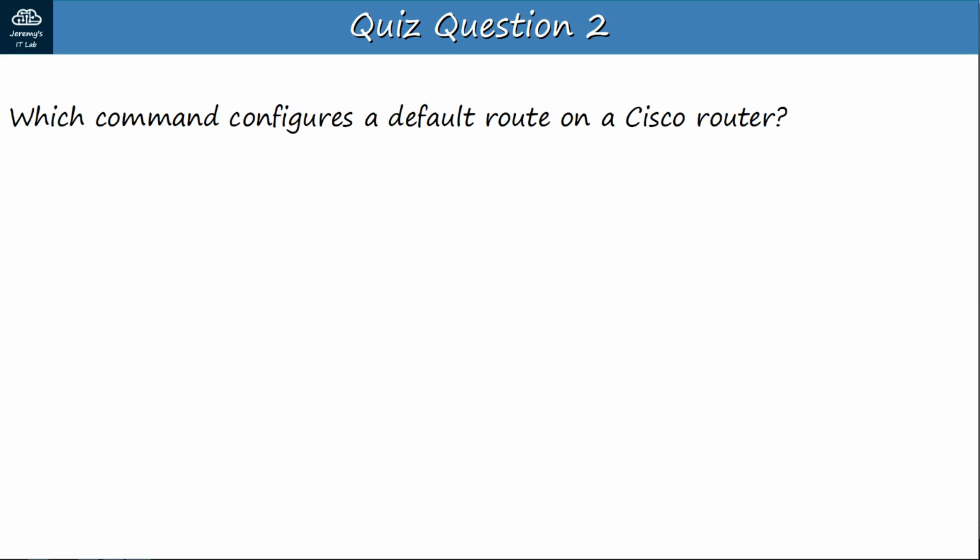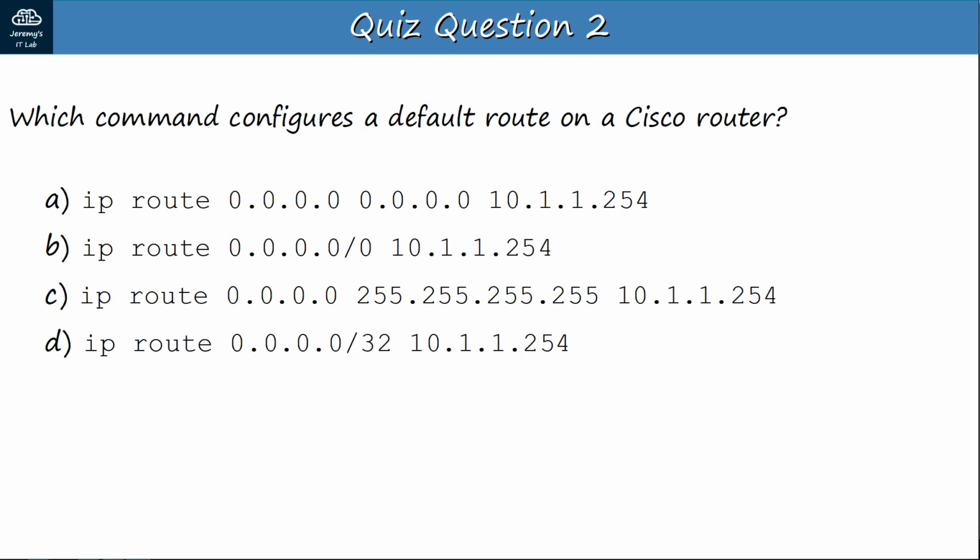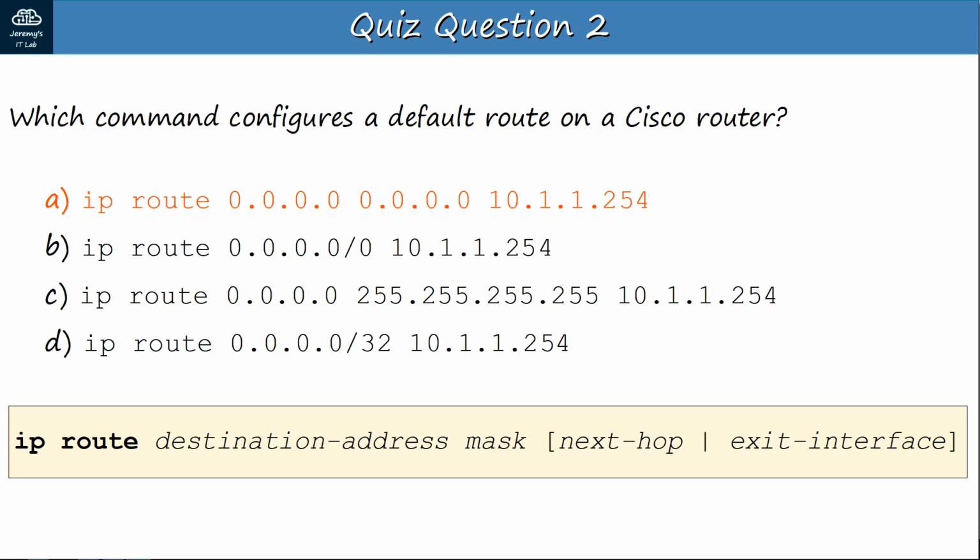Which command configures a default route on a Cisco router? Pause the video to examine each option and determine the correct answer. The answer is A. ip route 0.0.0.0 0.0.0.0 10.1.1.254. Default routes are configured as static routes with this syntax.